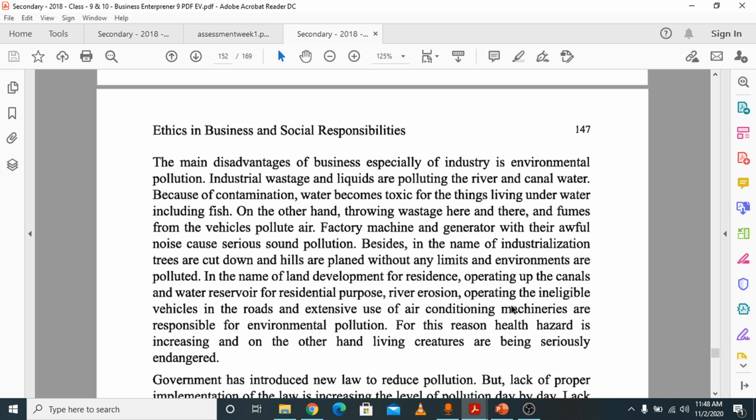the more the elements of the environment get polluted. For example, liquid, different types of wastages or liquid wastages can pollute the river water, and also it will bring harmful effects on the water and the living things underwater. Also the smoke and fumes which come from the industries are polluting the air. The sound of machineries is also polluting, causing sound pollution.